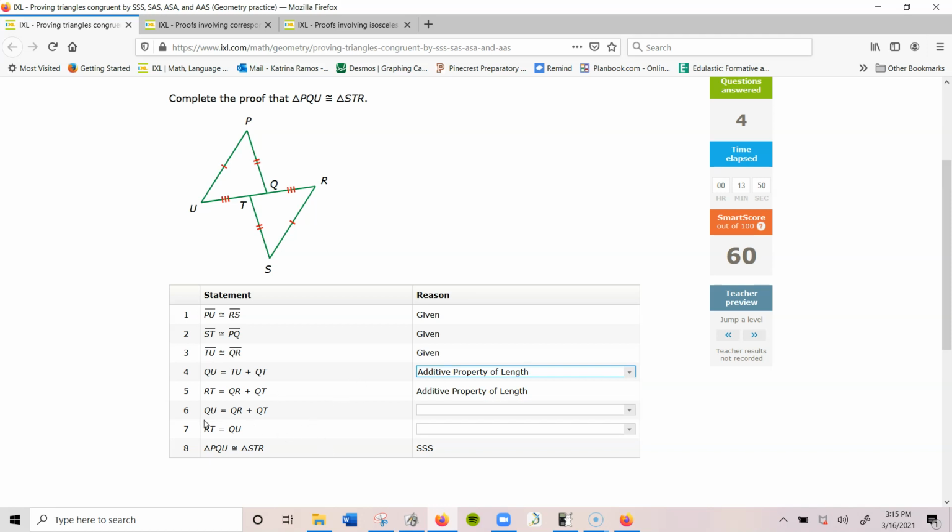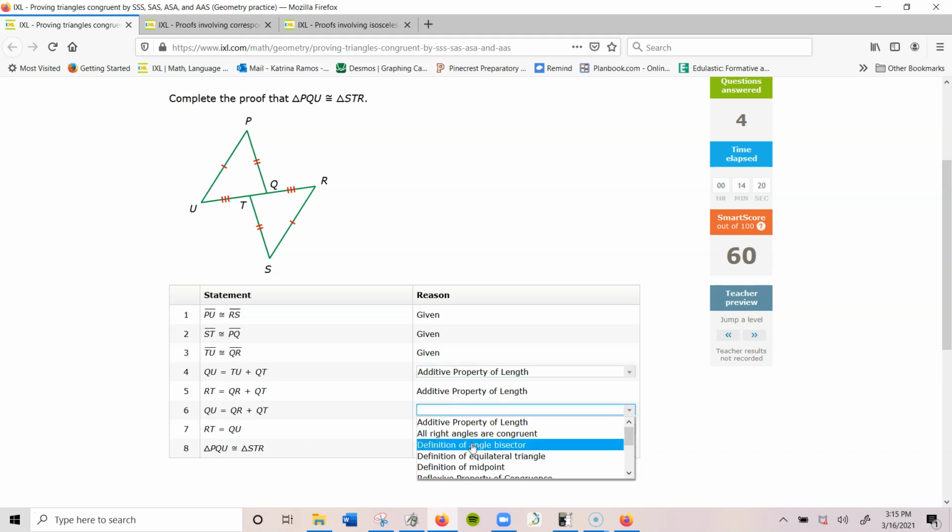Now here in this next one, we have that QU is equal to QR plus QT. Now what we have here is that QU is equal to TU plus QT, and that RT is equal to QR plus QT. But we are told earlier that TU and QR are congruent. So what they've done is that in the statement for QU, everything is the same except for TU was substituted for QR. So that would be substitution.